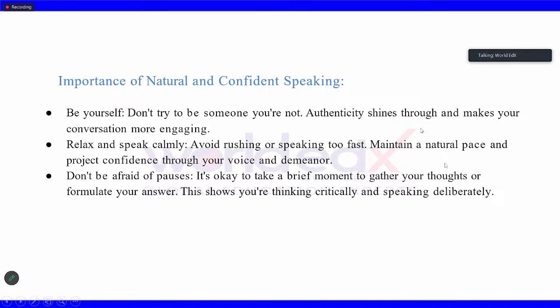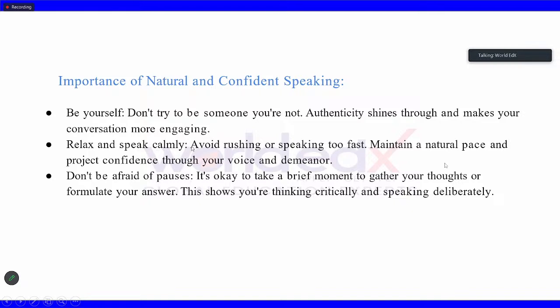Importance of natural and confident speaking. See, make sure one thing is very clear in your mind, that it is good to use a different accent, but try to be natural. Because we are Indians and we speak in a particular format, and that is totally acceptable in case of IELTS. So don't try to be someone you are not. Authenticity shines through and makes your conversation more engaging.